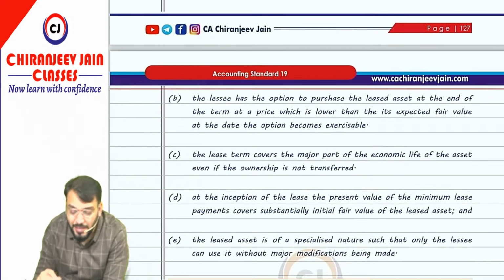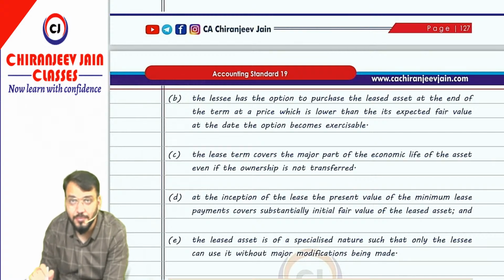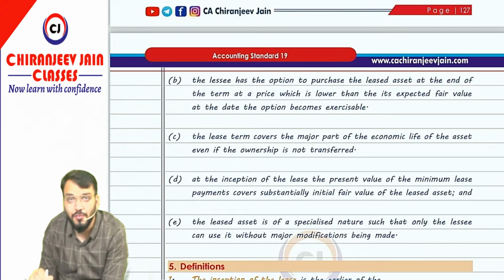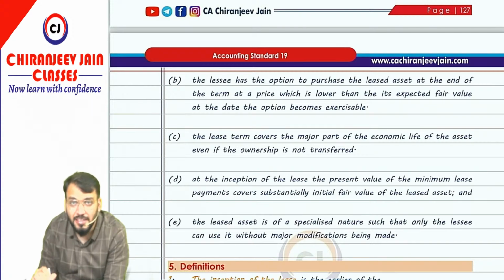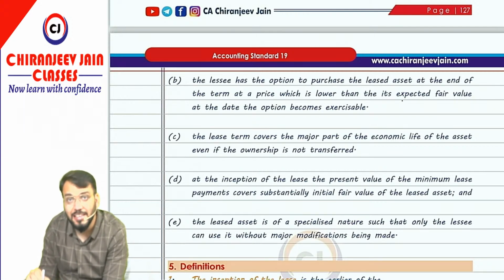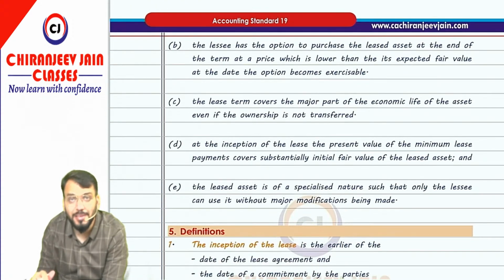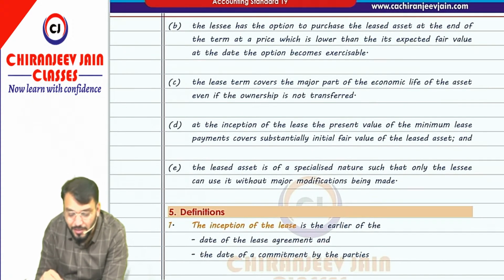Got this point? Second, the lessee has an option to purchase the leased asset. So the lessee will have an option to purchase the leased asset at the end of the lease term at a price which will be sufficiently lower than the fair value of that asset when the option becomes exercisable. Means when the option is exercised, at that time whatever is the fair value of the asset, the option price will be very much less than that. Correct? So if the lessee has an option to purchase the leased asset at a price lower than the expected fair value at the time the option becomes exercisable, then it will be classified as what? Finance lease.